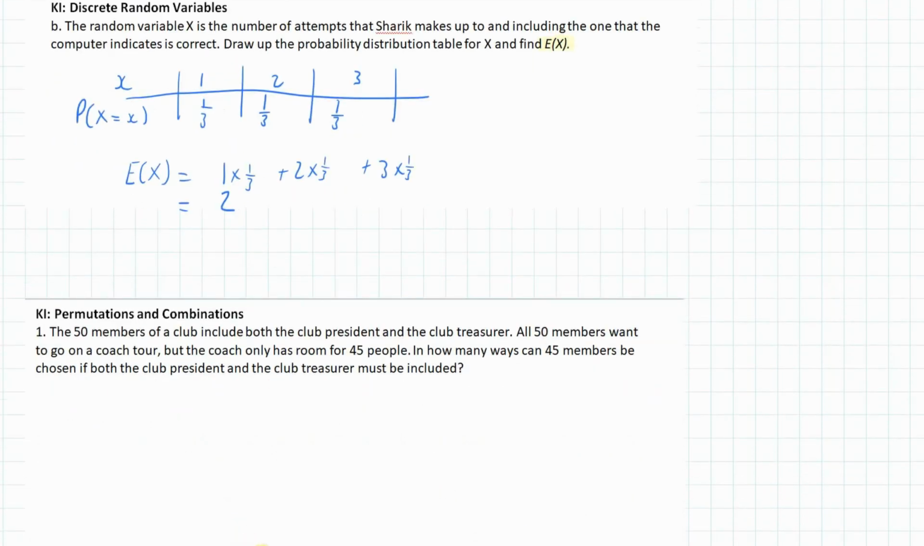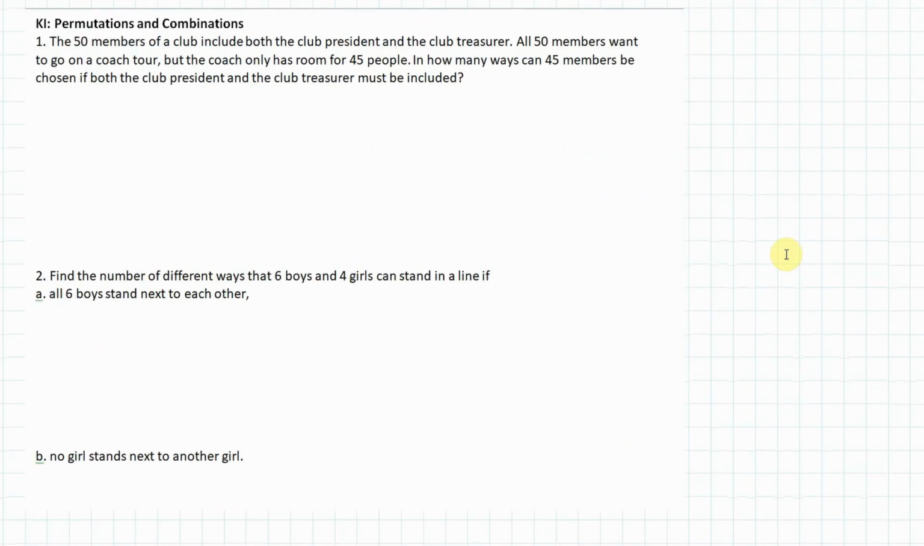Right, now we're on to permutations and combinations.